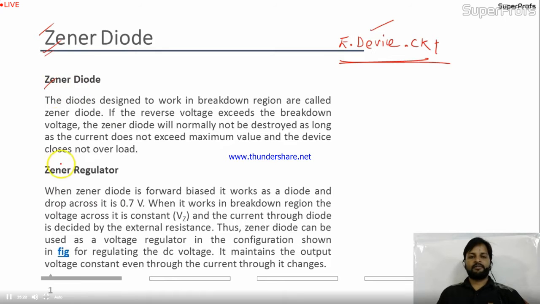So, I'll tell you briefly what the Zener diode is all about. See friends, the diode is designed to work in the breakdown region. Actually, this is a simple PN junction diode, no problem at all. I'm telling you about the Zener diode to you people.